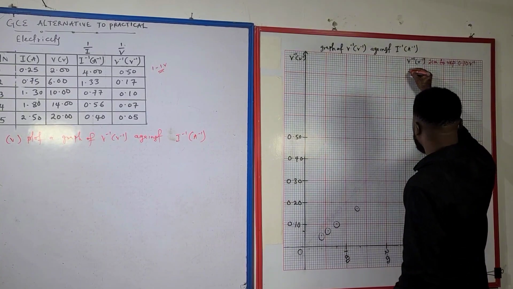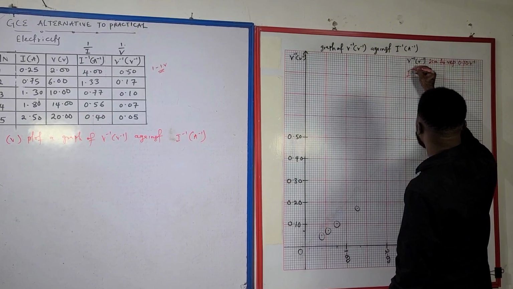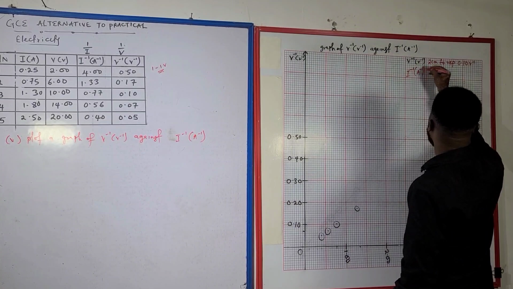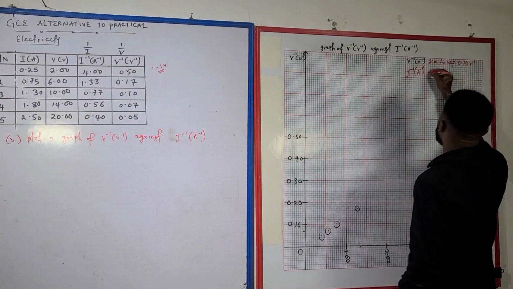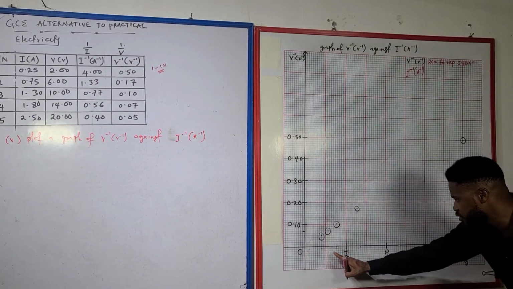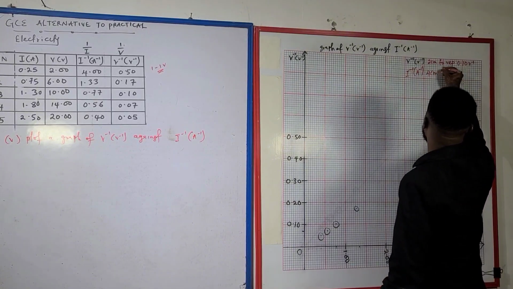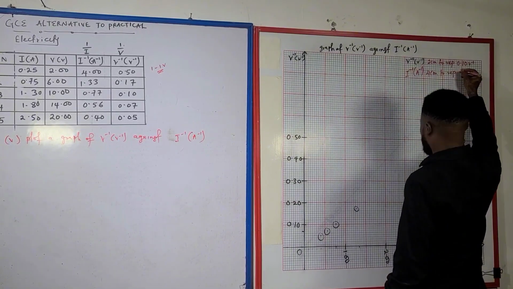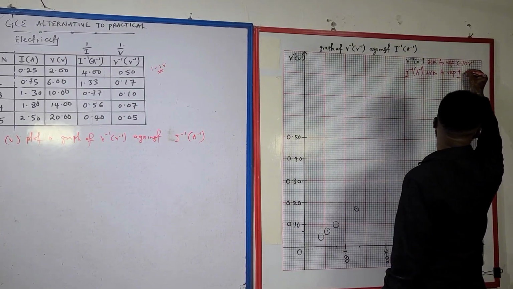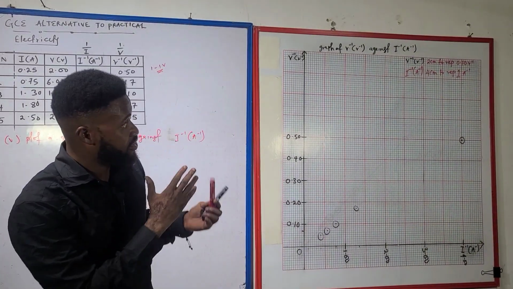On the inverse of the current axis, that's on the horizontal axis in per amps, I am using, look at it, from here to here is 2, and from here to here is 2. So that's 4 centimeters to represent 1 per ampere. So that is my scale for this graph.